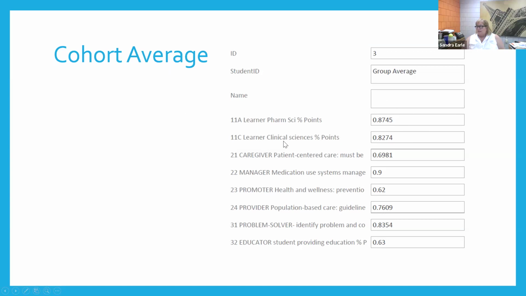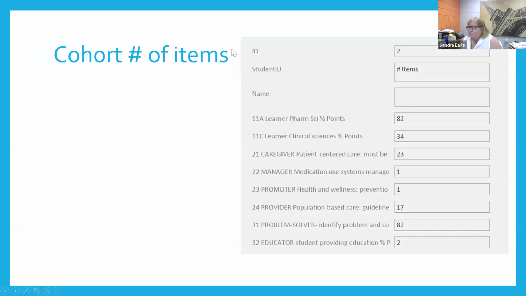So pharmaceutical sciences, clinical sciences, caregiver used to be a category. It isn't anymore. But here's how your class did in that area. You get the idea. These are going to change because I have to update since this is brand new. These were the old CAPE standards. You will also get your cohort's number of items. So this tells you how many questions were asked in each of these areas. If there's only one, you can't put much credence in what data you got from it. If you've got 82, well, yeah, then maybe you can. So you can say it's a pretty good measure.